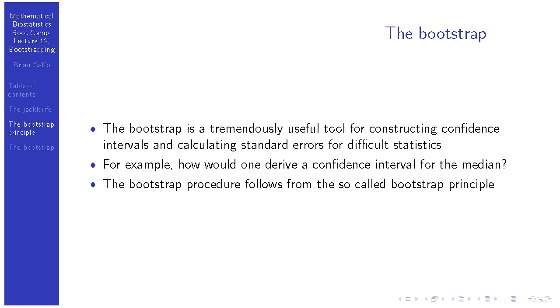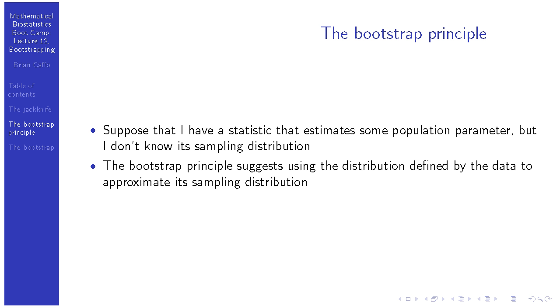Well, how about deriving a confidence interval for the median? Or you come up with a generic statistic. You want to look at the log difference of two variances. How do you come up with a confidence interval for the log difference in two variances? Well, the Bootstrap procedure follows from this so-called Bootstrap principle, and you can do things like create confidence intervals for parameters based on kind of difficult to work with statistics. And the Bootstrap principle basically follows along the following lines.